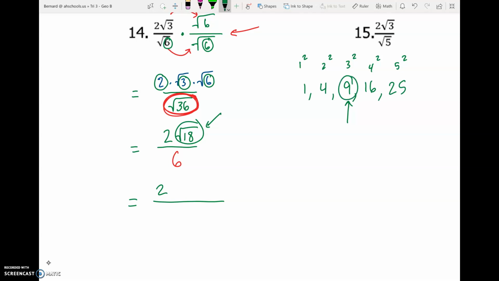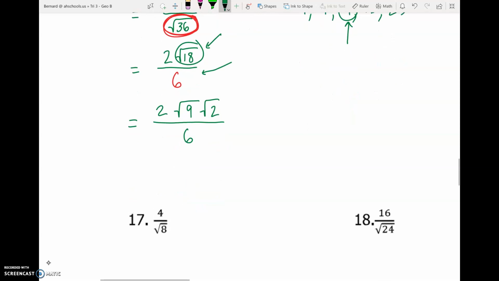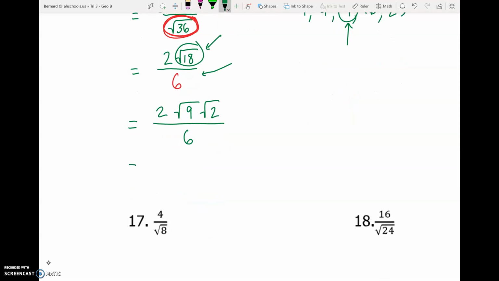And so we can split the square root of 18 up into 2 different radicals. We'd say the square root of 9 and the square root of 2, right? Because 9 times 2 is 18, so we still have the same value here. But now we've got this square root of 9, which is perfect because that's a perfect square. We'll deal with that in just a second, but let's make sure we still have our divided by 6 in the bottom. All right, now we still got more work to do, so we'll step it down again.